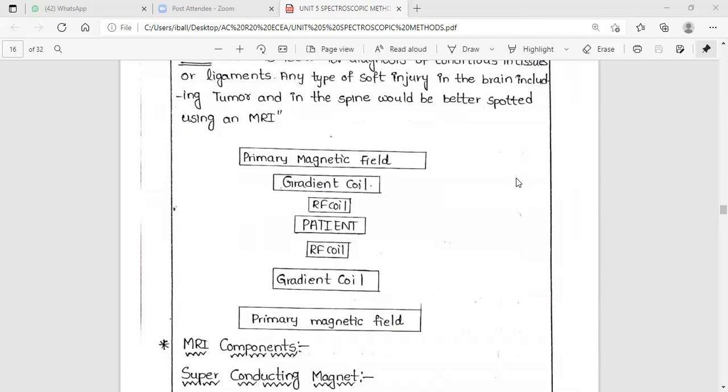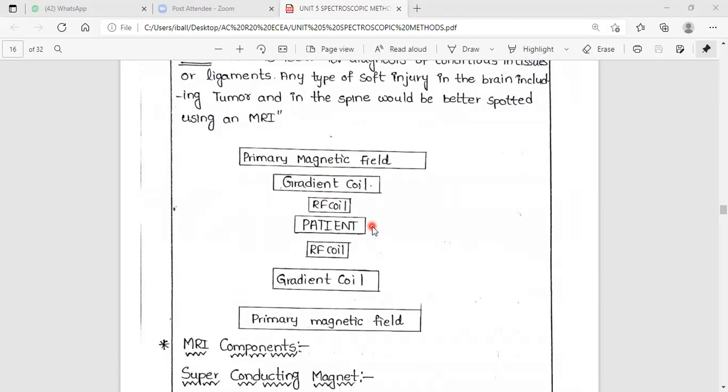Now, what is known as magnetic radiation? The magnetic radiation is developed with the help of the RF coil, which contains a primary magnetic field. The primary magnetic field is combined with the gradient coil, and the gradient coil is combined with the RF coil. This is known as the magnetic field. When the magnetic field covers the human body, the patient, any abnormality present in the human body can be detected.